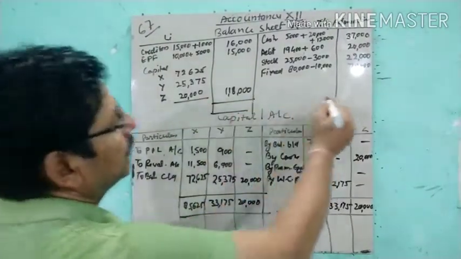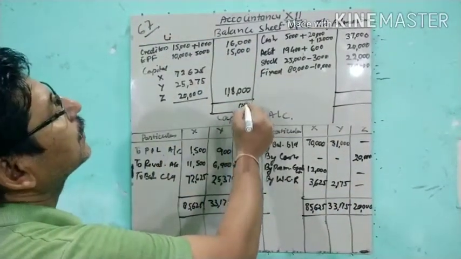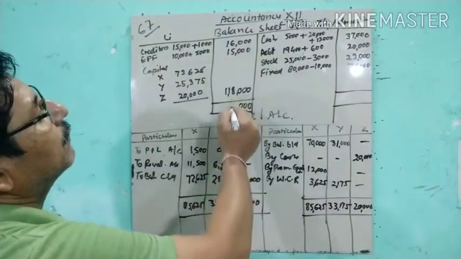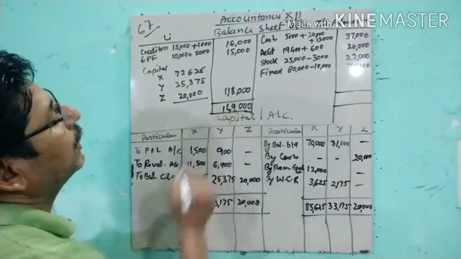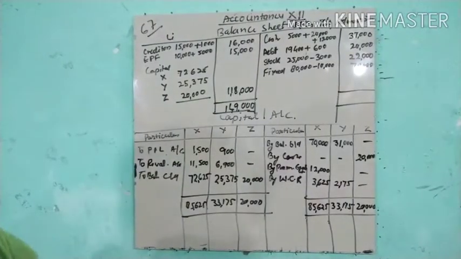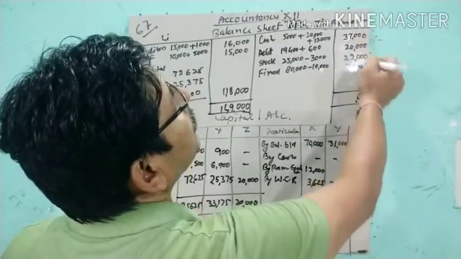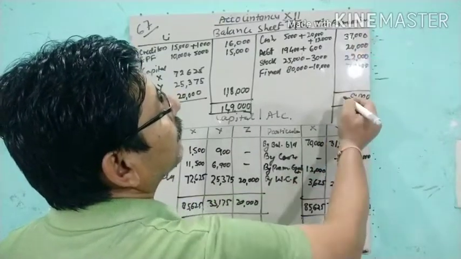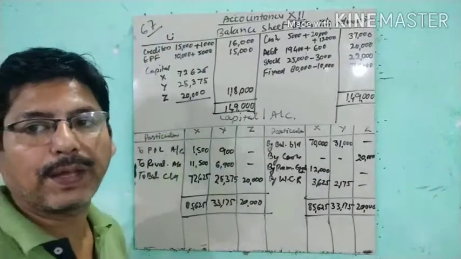And if we take the total of this, this liability side total is 1,49,000. Okay, 1,49,000. And here if we take this, also 7 and 9, and 3, 5, 7, 7, 14, 1,49,000. This is the total, and now this is solved.